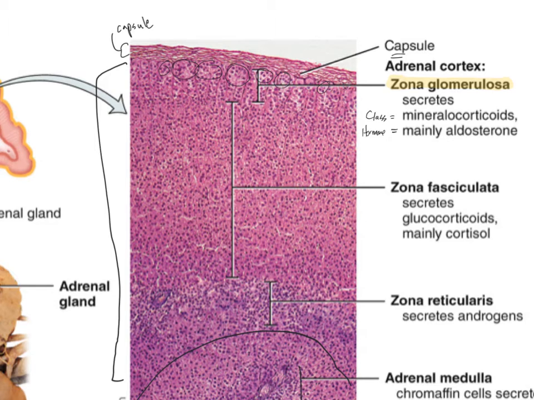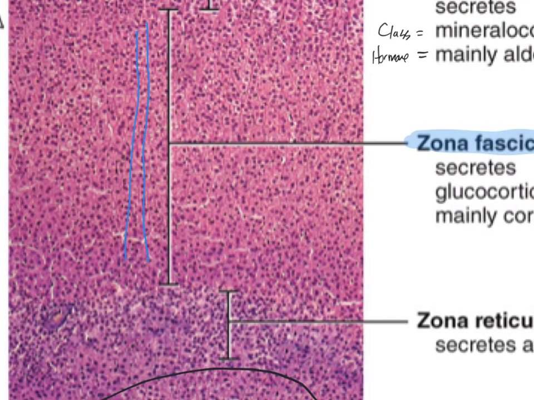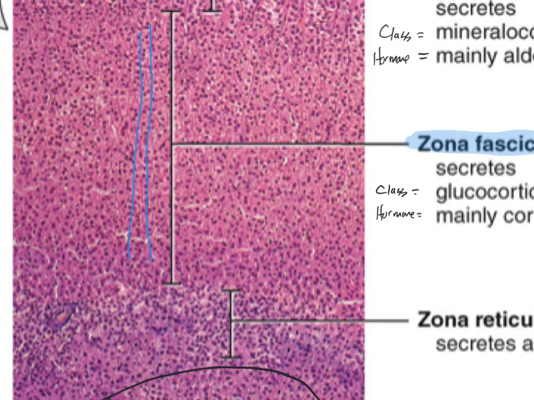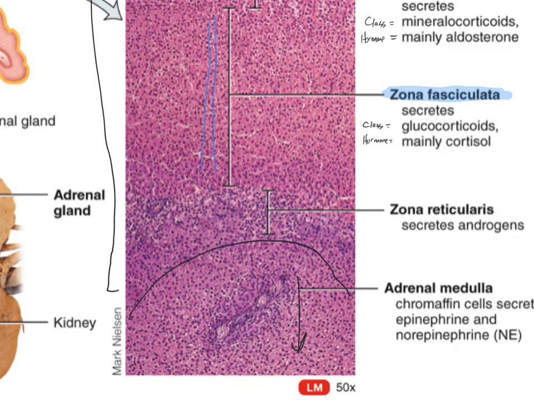The next region is the zona fasciculata. Now you should recognize this root word. Fasciculata sounds like fascicles. So this layer is put into these long bundles, these long fascicles, and it gives a more lighter appearance when you look at it under the microscope. Now this zone secretes, again, a class of hormone called glucocorticoid, and the major hormone it's going to secrete is cortisol.